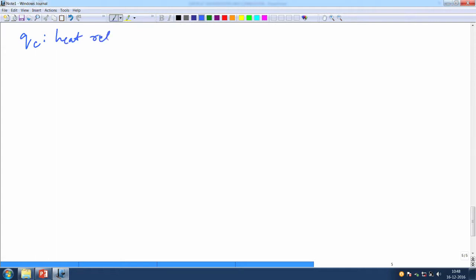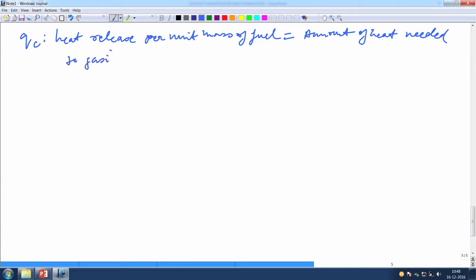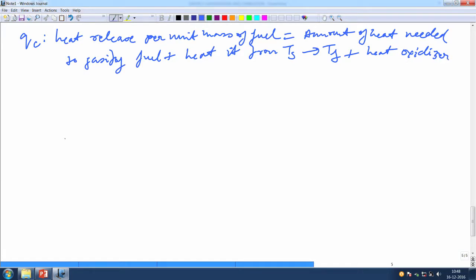QC is the heat release per unit mass of fuel, and this is equal to the amount of heat needed to gasify the fuel plus heat it from Ts to Tf, that is the flame front, plus the amount of heat needed to heat oxidizer and inert gas from ambient, that is T infinity to Tf. So, that is the role of heat release, right.